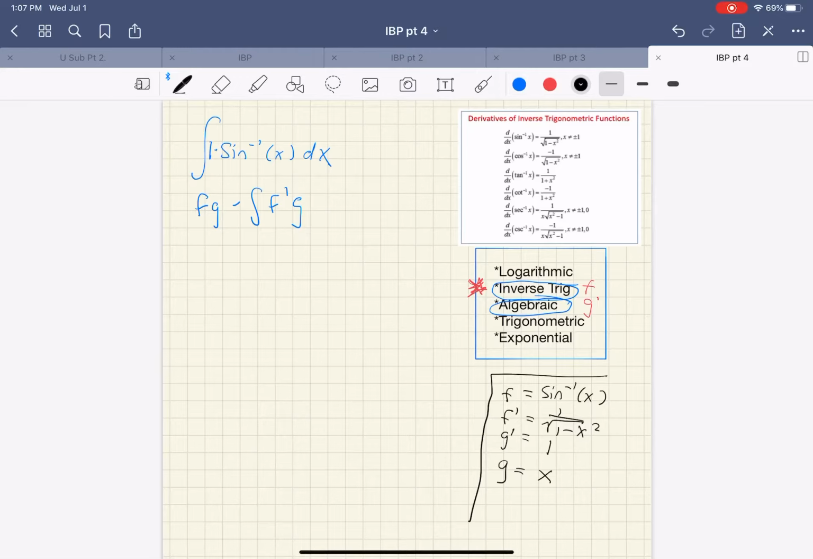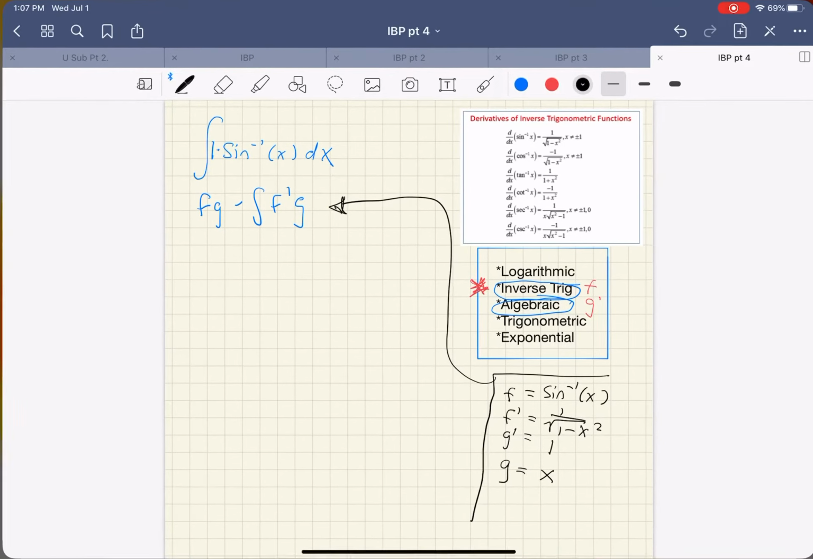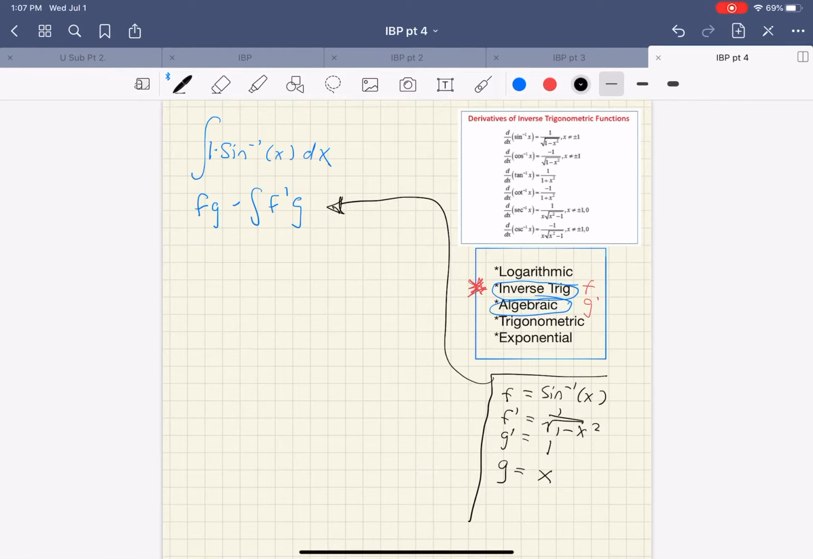And we could put this all into our formula. That's right here. So we have f is going to be sine negative 1 of x, and then g is just going to be x, minus the integral of f prime, which is 1 over the square root of 1 minus x squared, and then g is just going to be x, and this is all dx. So this part right here is done. Now we just have to figure out this part, which seems a little tricky.